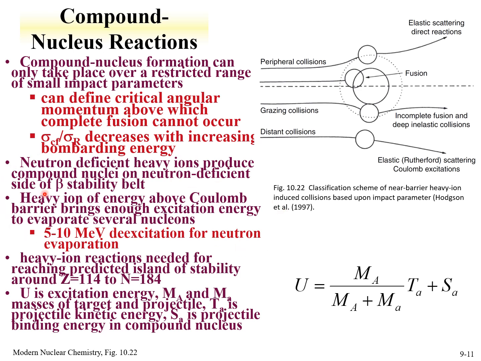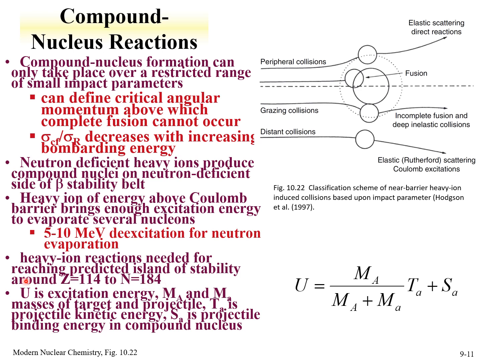During these heavy ion interactions, where the nuclei fuse, when this compound nucleus is formed and it's in the excited state, it can de-excite with the emission of neutron evaporation. And these are the reactions that are used in heavy element production, where you get a compound nucleus formed and the emission of neutrons to form the ground state of the heavy element. These heavy ion reactions are needed for reaching the predicted island of stability in the heavy element regime: Z of 114, N of 184.